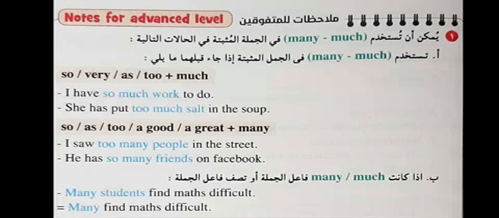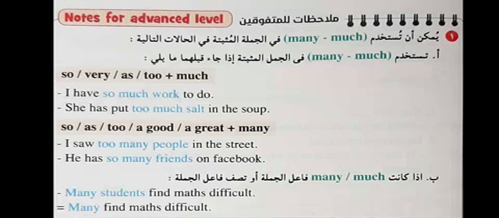We can use much with so, very, as, too. We can use many also with the same expressions. For example, I have so much work to do. She has put too much salt in the soup. Also, I saw too many people in the street. He has so many friends on Facebook.